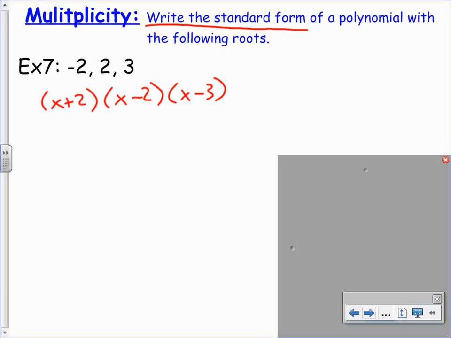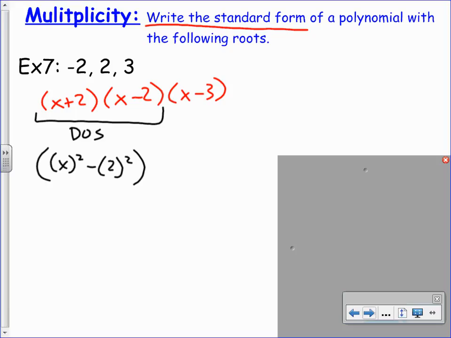Look for quick ones that you can easily multiply. Do you see the difference of squares? If you can recognize it, a plus b times a minus b, this is just x squared minus 2 squared. All of that is x squared minus 2 squared. So this is x squared minus 4. Then you only go 2 at a time, and then you multiply it to the last one.